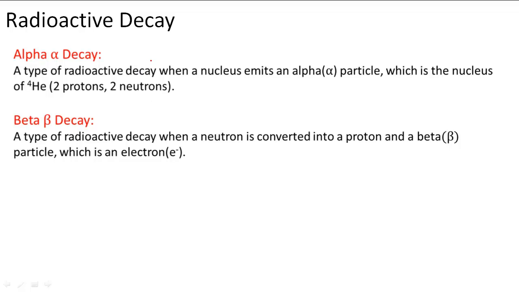Radioactive decay. There are different types of radioactive decay. The first is alpha decay. It's a type of radioactive decay when the nucleus emits an alpha particle. An alpha particle is the nucleus of an He atom. Usually it's written like this: alpha, with 4 on the top, because that's the mass number, and 2 on the bottom.